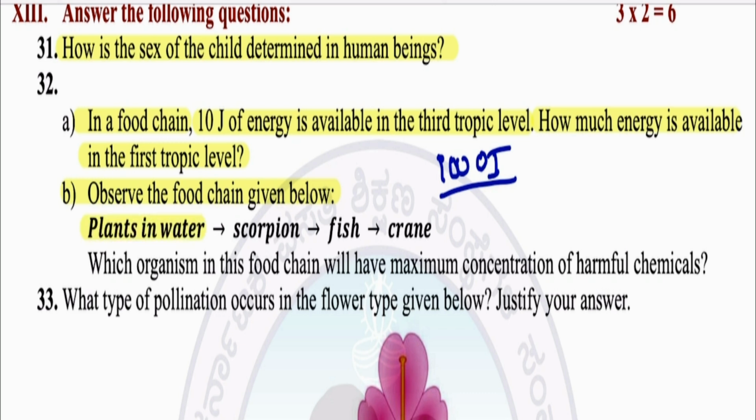Observe the food chain given below. Plants in water, next scorpion, next fish, and then crane. Which organism in this food chain will have the maximum concentration of harmful chemicals? And as you know, the answer is crane.